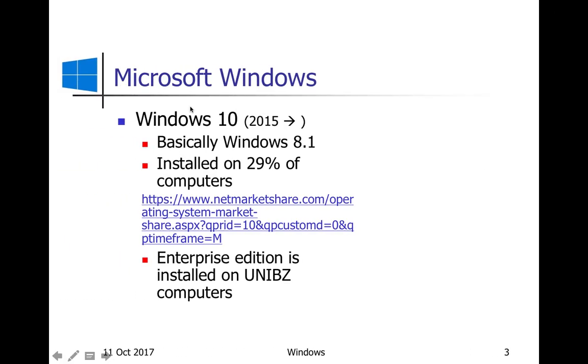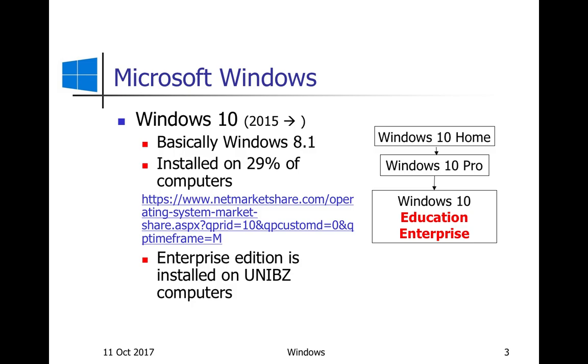The edition that is installed on university computers is the Enterprise edition, which is the same as the Education edition. There is no difference. The instructions remain the same. Windows 10 Home, designed for home users, Pro for professional users, which has some extra features, and Windows 10 Enterprise has some other extra features. For example, probably, but I'm not sure, Windows 10 Home doesn't have file permissions because it's designed to have only one user.